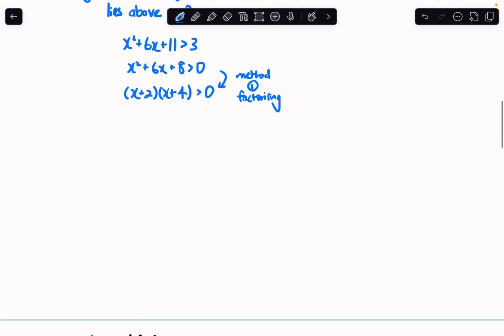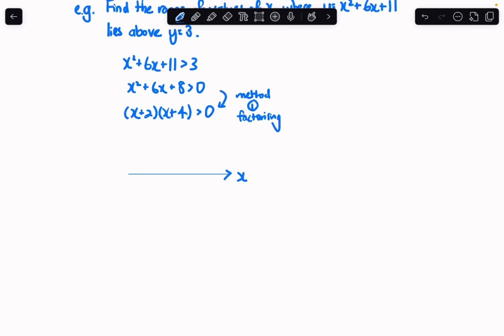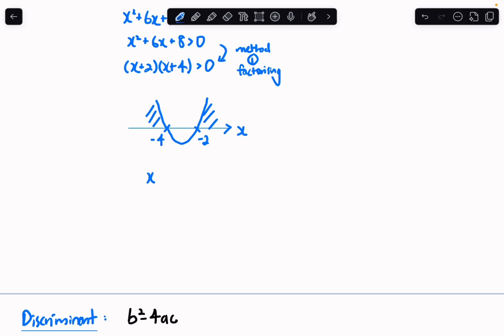Then you need to draw a graph. You can see the coefficient of x squared is positive, so this is a smiley face. The 2 points here: x plus 2 equals 0 gives x equals negative 2, and x plus 4 equals 0 gives x equals negative 4. Since they said they are more than 0, we'll be highlighting these areas here. So the answer should be x less than negative 4 and x more than negative 2.